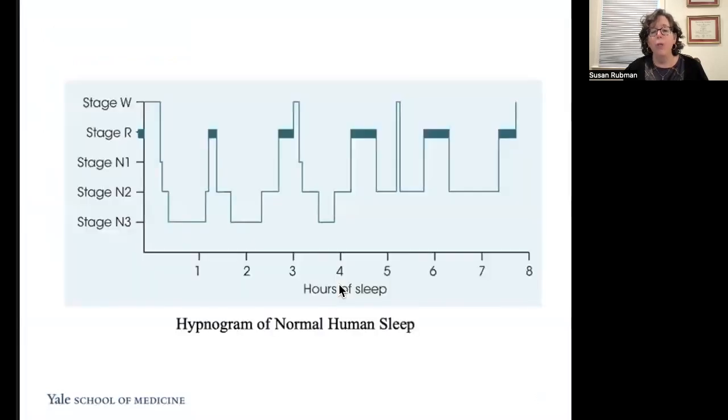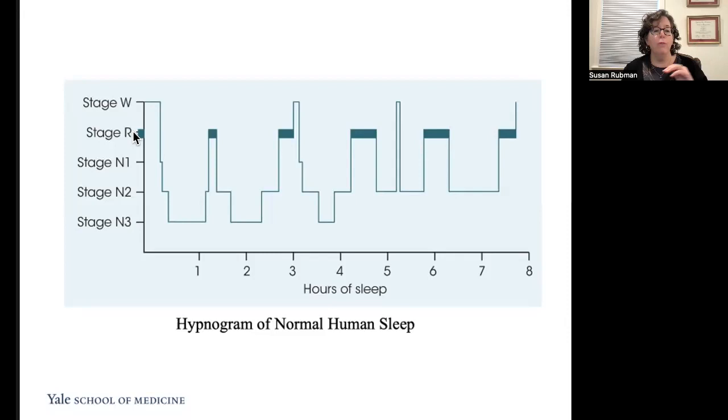So I want to show you what a normal night of sleep looks like. If you were to have an overnight sleep test in the Sleep Disorder Center, you would be hooked up to a variety of wires and sensors and transducers, all of which measure different aspects of sleep. Eventually, each of those sensors would be read and would come together to form a hypnogram, or a picture of your night's sleep. And I want to show you what that looks like.